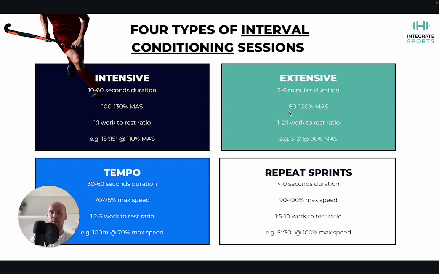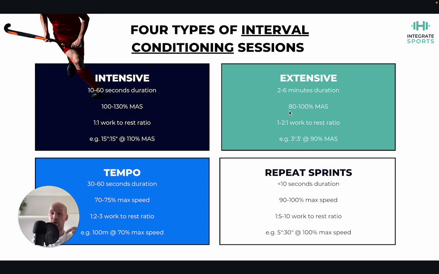The effectiveness of this type of session is that we can perform high-intensity work with interspersed recovery periods, allowing us to accumulate lots of high-intensity work in a relatively short period of time. So it meets the demands of hockey in the nature of it being interval-based, intermittent by its nature, and what this means is we can work at speeds above maximum aerobic speed as well.